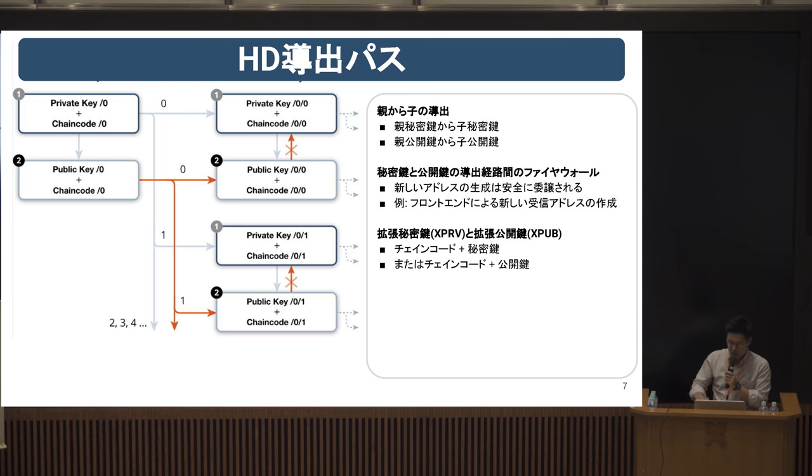So that's pretty nice. That gives us a property where we can create two parallel derivation paths, right? I can derive everything via the parent private key path, but I can also take an extended public key and start deriving children of that public key without actually revealing any private keys. So for example, if you have some front-end application where you want to regenerate new addresses, you can allow that with an extended public key without exposing any private key information.